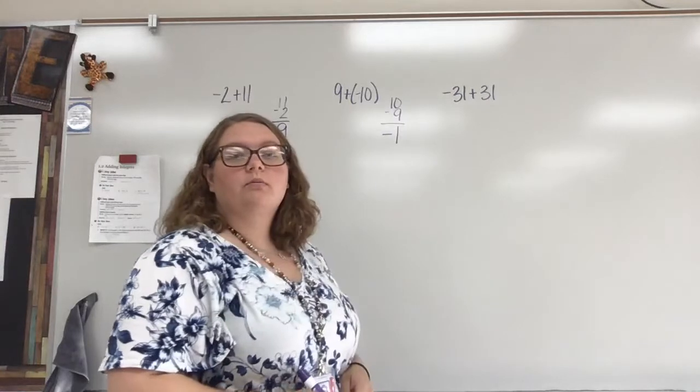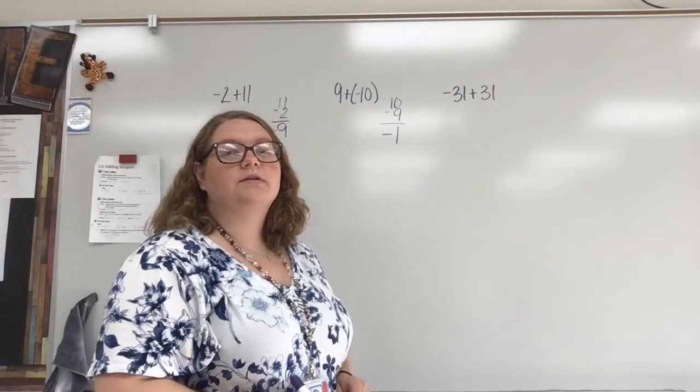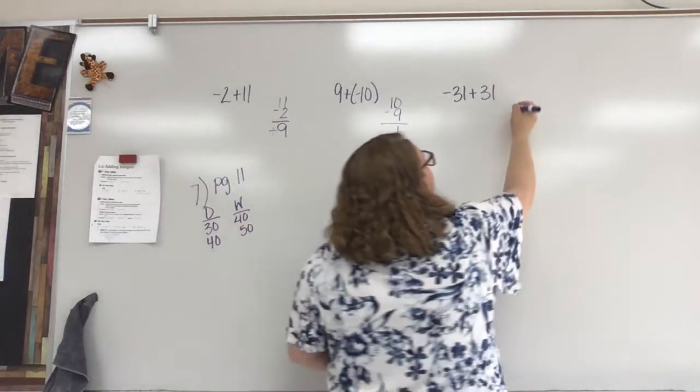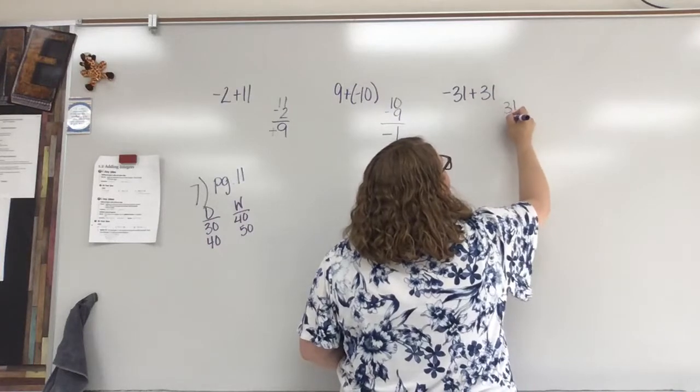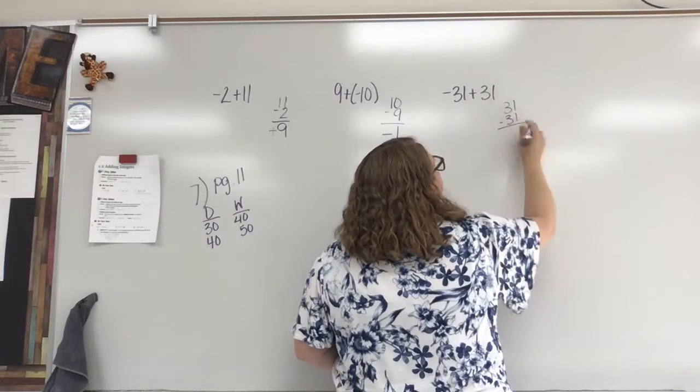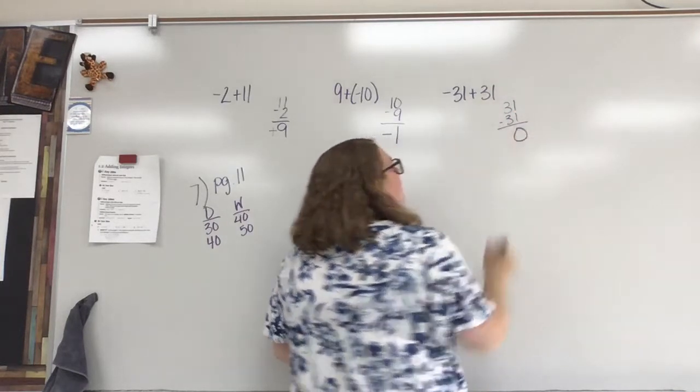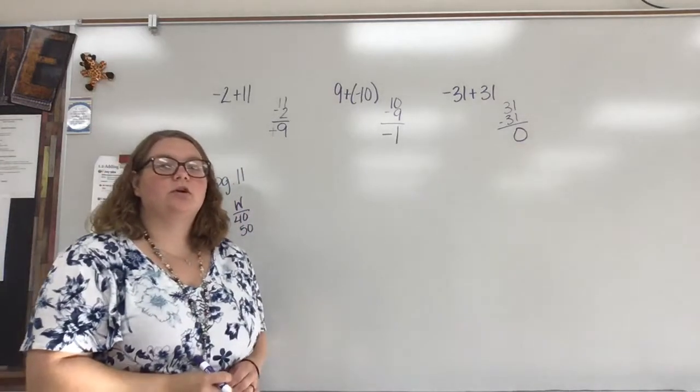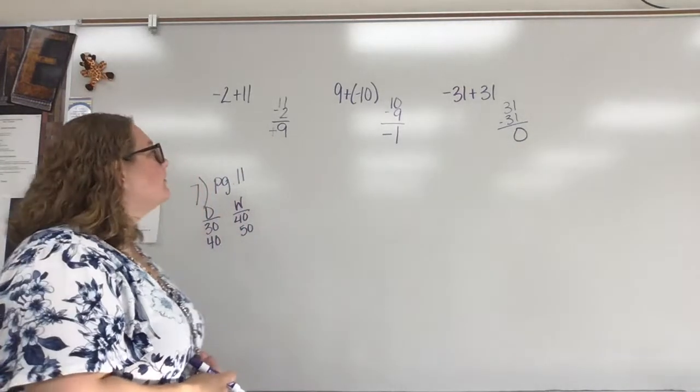On the third one, we have -31 plus 31. So again, opposite signs, we subtract. 31 take away 31 is 0. And 0 has no sign, positive or negative.